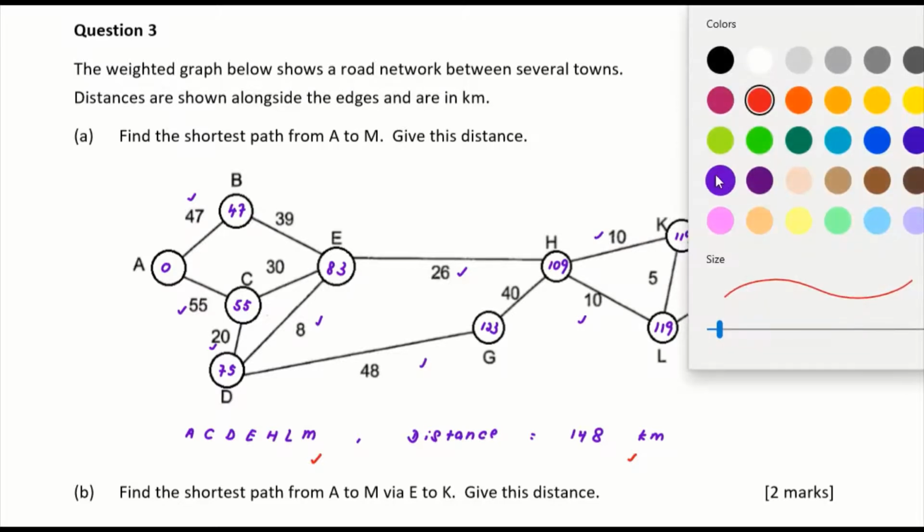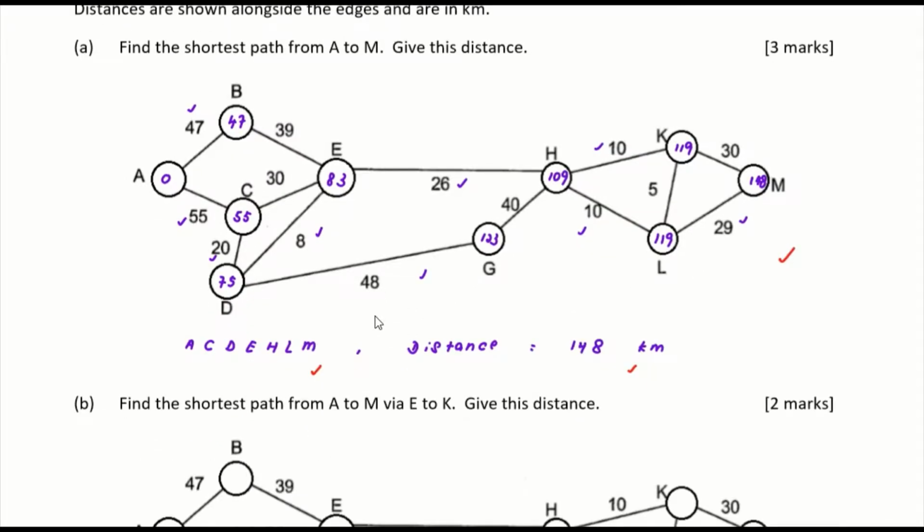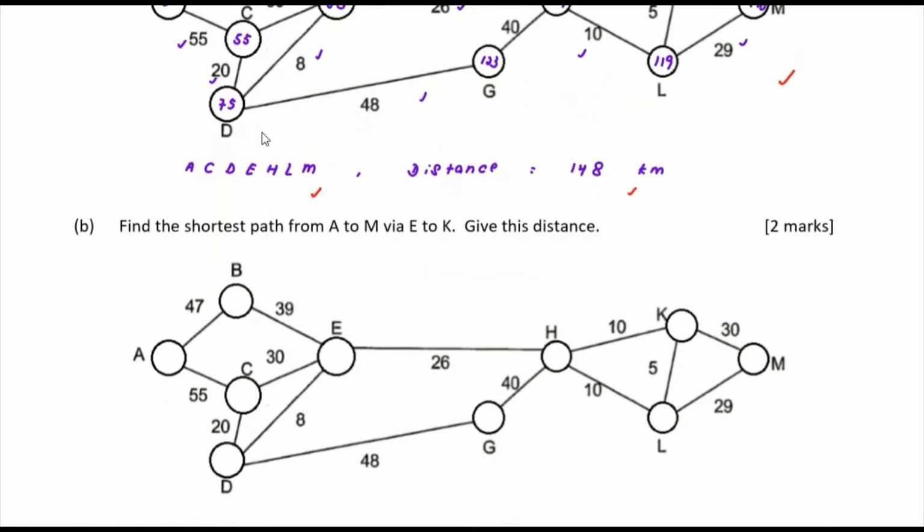Okay, so now for part B. Find the shortest distance from A to M via E to K. So which means the question requires us to go through E and K. So in this case, you'll realize that from what you have here for part A, you already go through E already. So the only thing that you don't have is K.